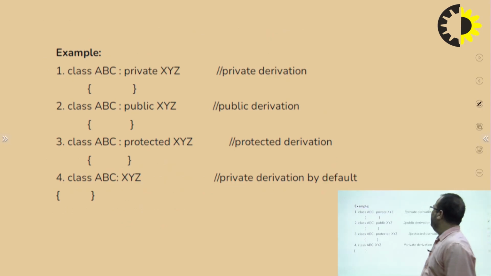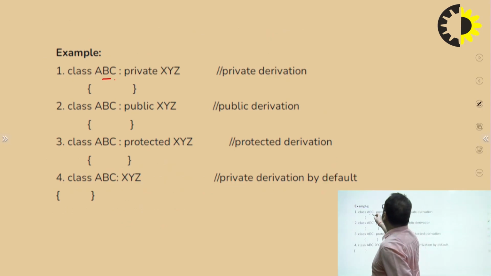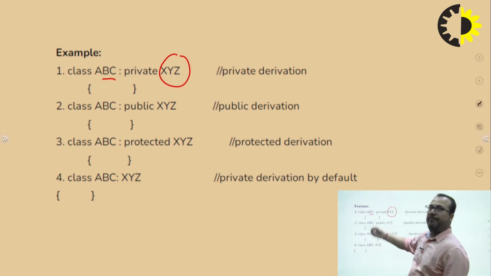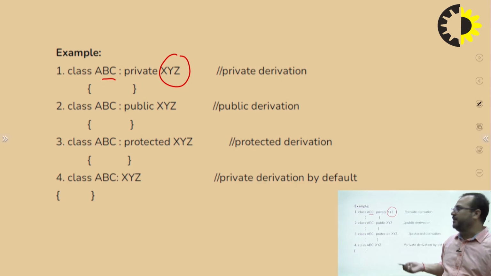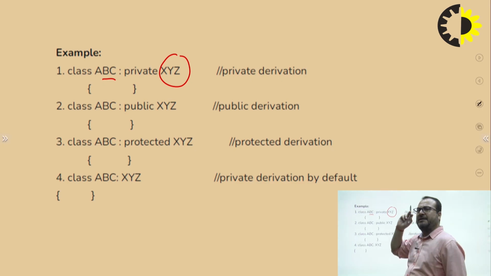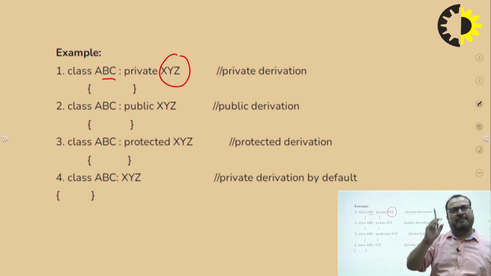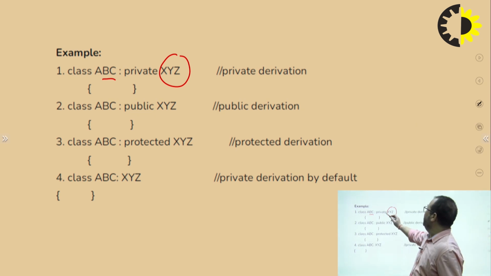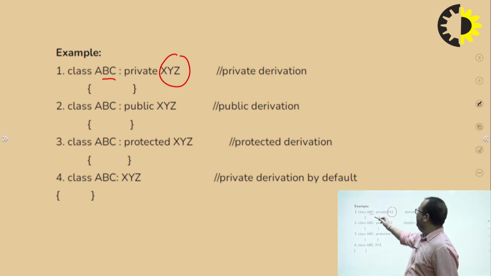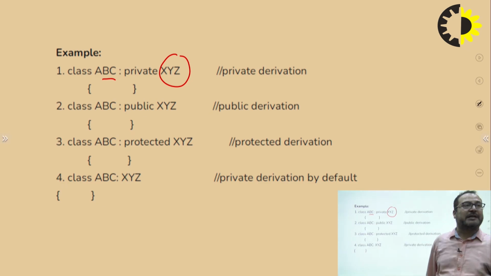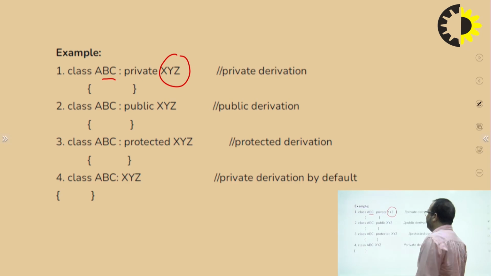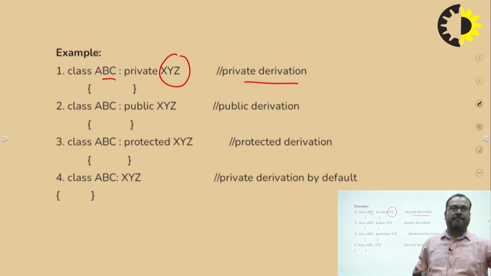For example, this is the ABC class and this is XYZ. So XYZ is an already existing class. This becomes the super class, or more appropriately the base class, and this is the new class. So ABC is going to inherit the properties of XYZ, and you have mentioned private. So this is called private derivation. So that is the access specifier.